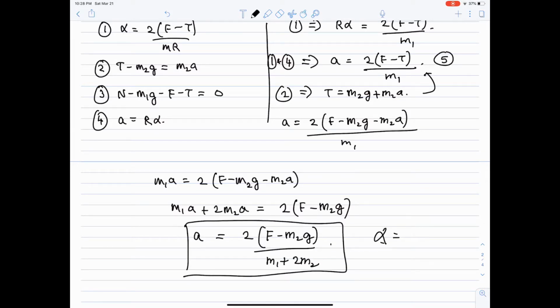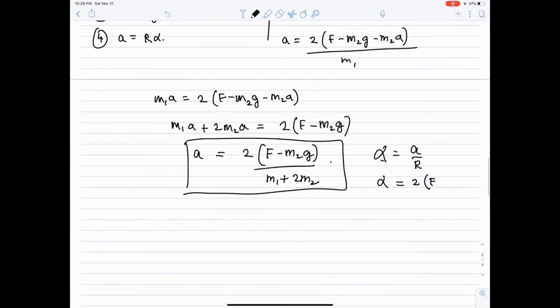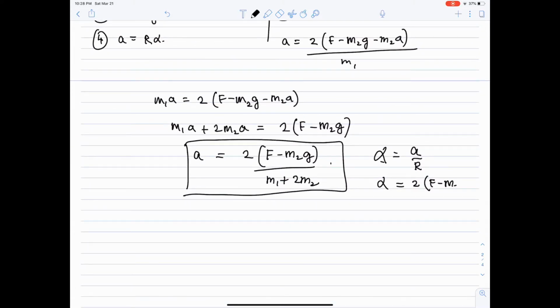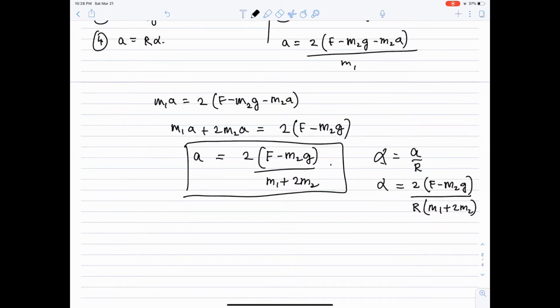Alpha is going to be a over R, so that's going to be 2F minus m2 g divided by R times m1 plus m2, is what we get for angular acceleration using 4. So these are all answers.